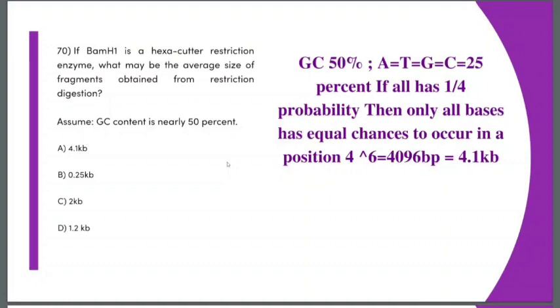70th question: if BamHI is a hexacutter restriction enzyme, what may be the average size of fragments obtained from restriction digestion? Here it has given us a hint, GC content is nearly 50%. We have to assume that. If GC will be 50%, then A, T, G and C all will be equal. So they will be 25% each, so they will have 1/4 probability. Then all the bases have equal chance to occur in the position. So 4 to the power 6, as it is the hexacutter restriction enzyme. So the answer will be 4096 base pairs, that is 4.1 kb.